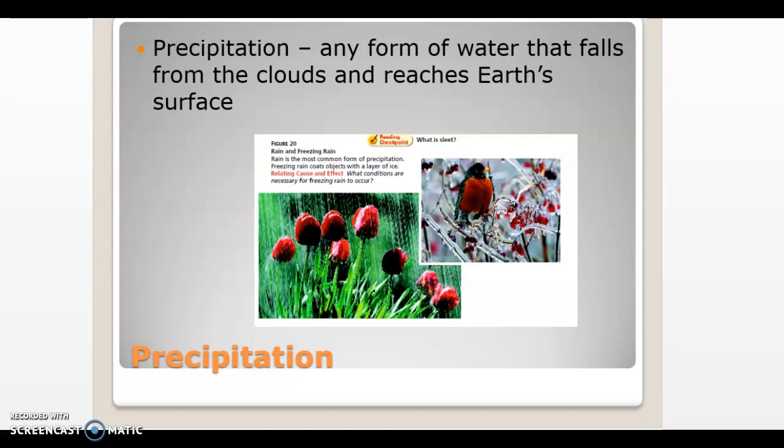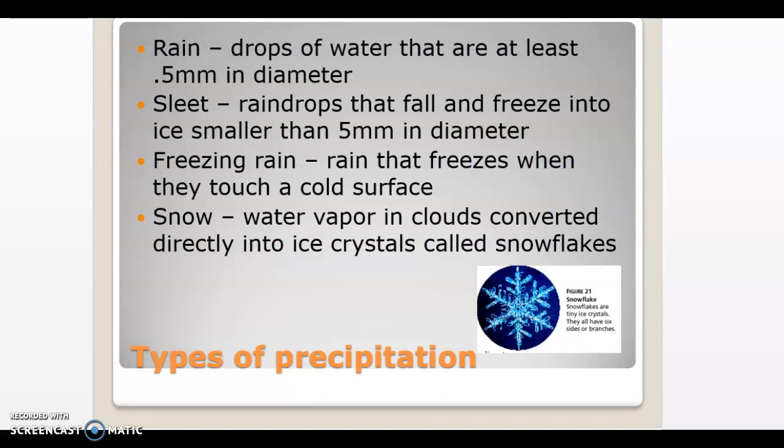It depends on the temperature, but it probably starts off as rain up in the clouds, and as it reaches Earth's surface, it becomes freezing rain. It freezes whatever surface it falls on. They base these names on the size of the drop that falls from the sky. So rain: these are drops of water that are at least about 0.5 millimeter in diameter. That's really tiny. It can be bigger than that, but they have to be at least 0.5 millimeter in diameter.